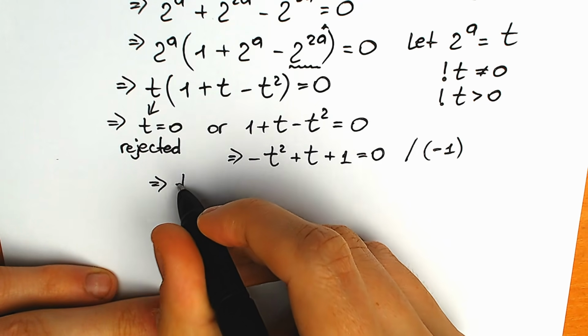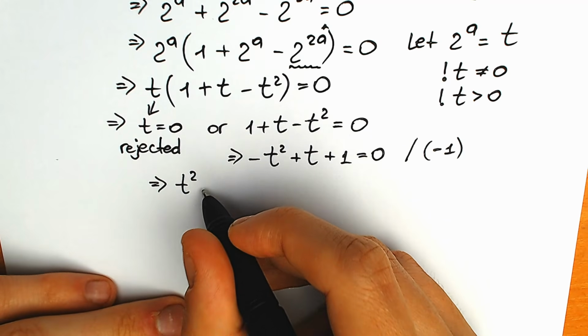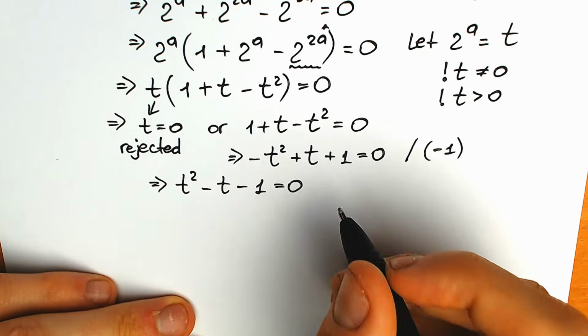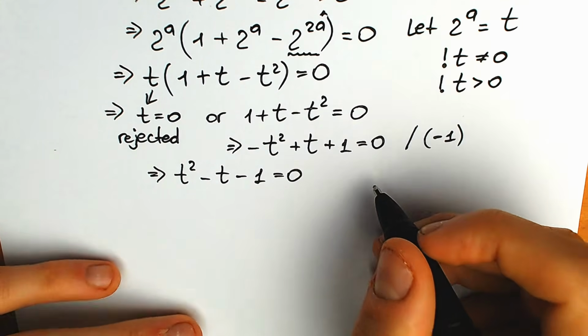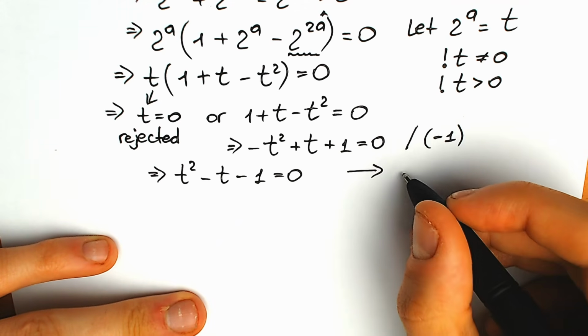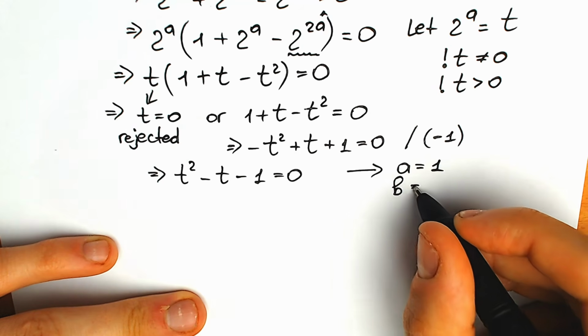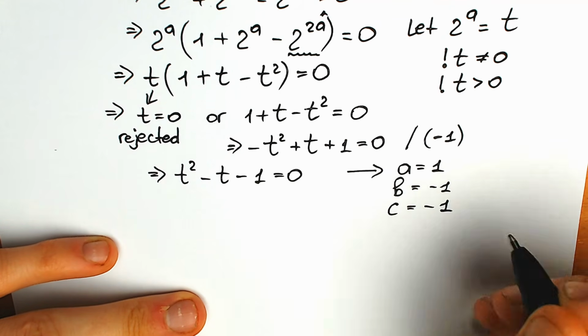So as a result we have t square. We just change all the signs to the opposite ones. t square minus t minus 1 equal to 0. So we have a basic quadratic equation. What we're going to do next, let's write all these coefficients and solve this quadratic equation. I'm going to do it on the right side. So a equal to the first coefficient, 1, the second coefficient b equal to -1, and coefficient c equal to -1 as well.